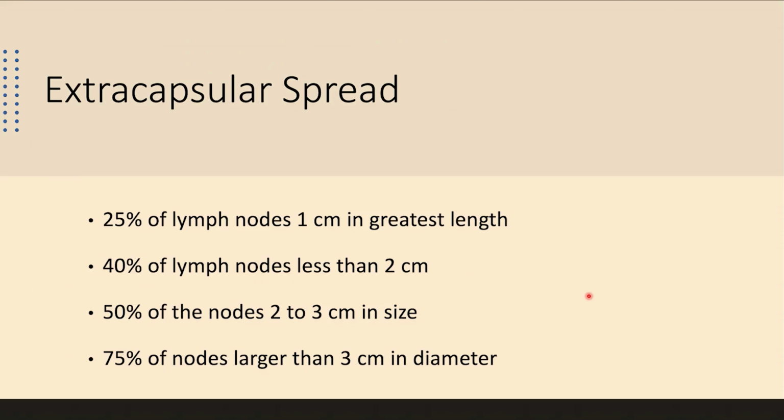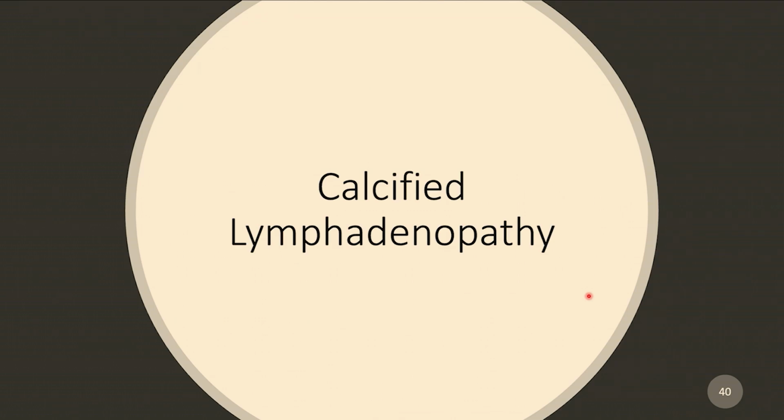Okay. Now, extracapsular spread. Look at these data, guys. 25% of lymph nodes 1 centimeter in greatest length, 40% of lymph nodes less than 2 centimeters, 50% of so the greater the size, the more propensity they're going to have for extracapsular spread. That prognosis plummets. Okay, terrible feature.